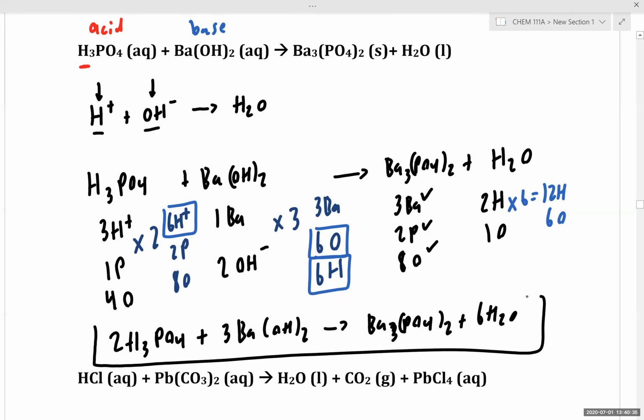Does this shortcut make sense? Does the logic behind this shortcut make sense? For acid-base reactions, you want equal amounts of H plus and OH minus. And if you use the least common multiple method to figure out the smallest common amount of H plus and OH minus, you can very quickly balance these kinds of acid-base reactions. Does that make sense to everyone so far?